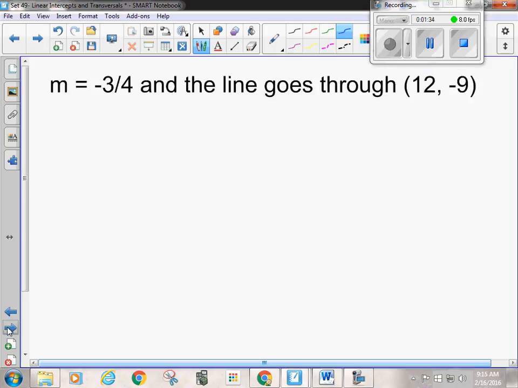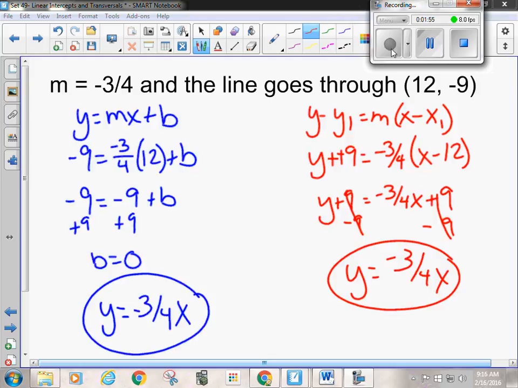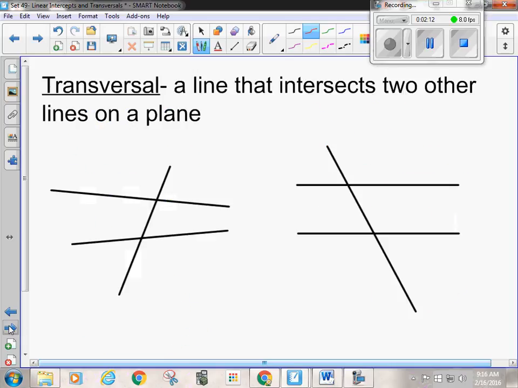Here's another problem. Our slope is -3/4 and our line goes through (12, -9). I'm going to go ahead and pause my video and I want you to do the same. Try out this problem and then come back and you'll see my answers and I'll do it in both methods. All right, so taking a look, both methods, I end up with the same thing. y equals -3/4 x, no y-intercept. If you didn't get that, pause the video here, go back in, find the method that you did, and check your math with it.